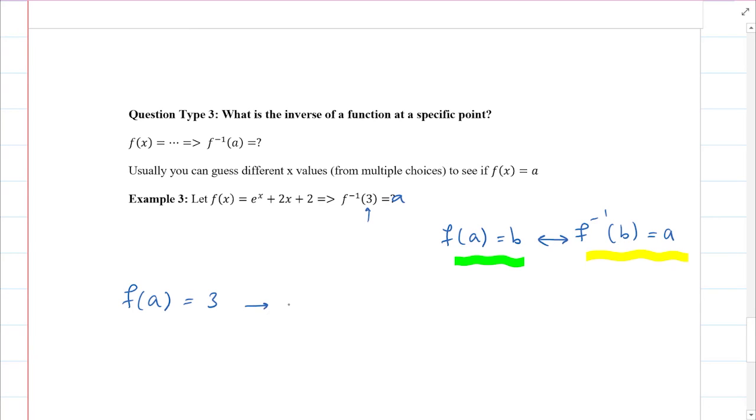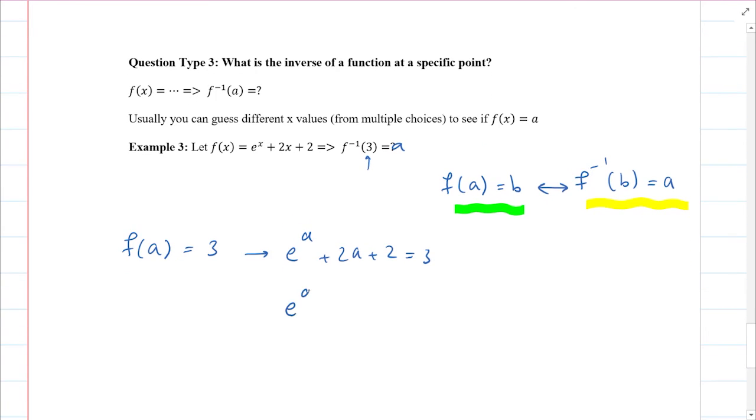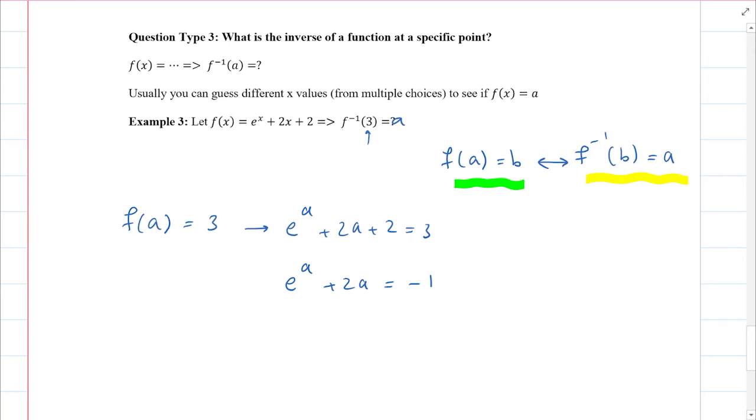So f of a means e to the power of a plus 2a plus 2 is equal to 3. This gives me e to the a plus 2a. I can bring this 2 to the other side. That gives me minus 1. So this is now a bit of trial and error that you have to do. Usually when they give you this type of question, there are simple numbers or some integers that you substitute and it gives you the answer. So you need a bit of trial and error.